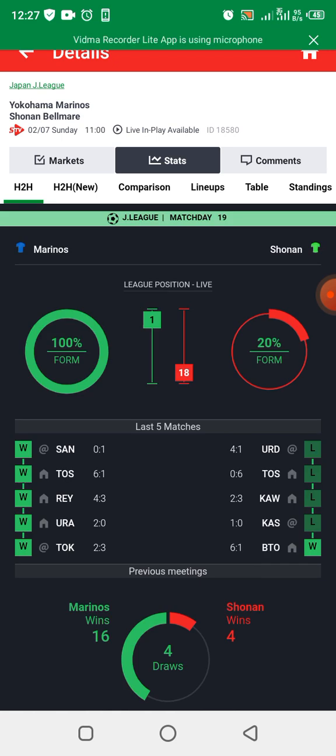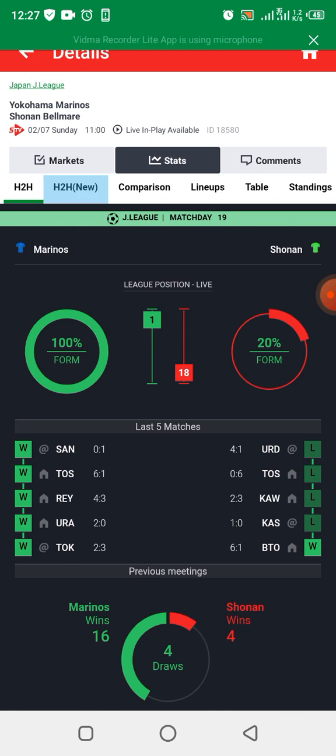So now we have their form, which is the home team is in 100% form, the away team is in 20% form. The home team is leading on the league table, the away team is below, very far below. But actually, for this particular strategy, there is nothing that concerns us with this particular form. All we need is in the other head-to-head.